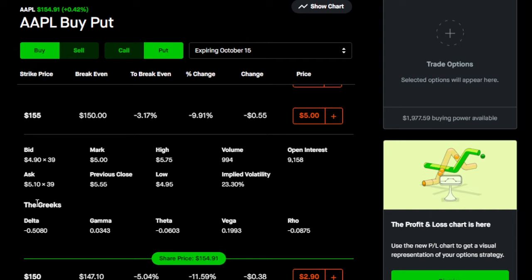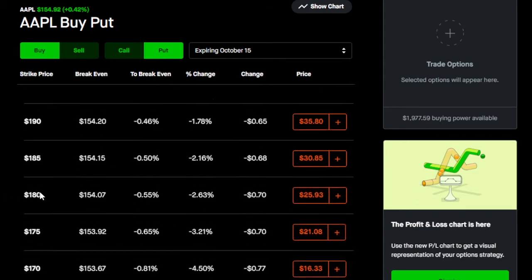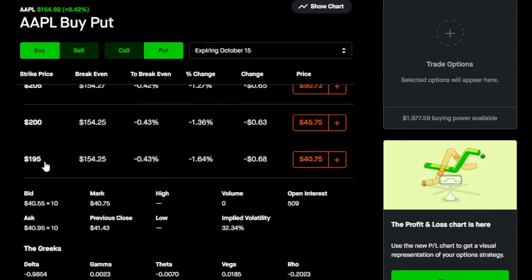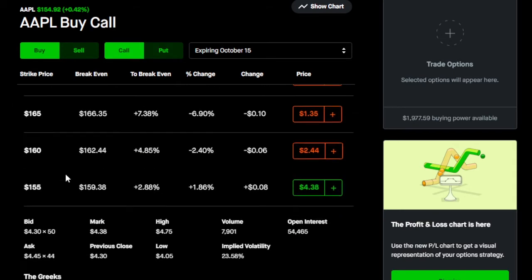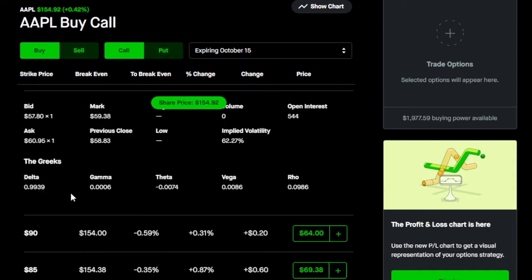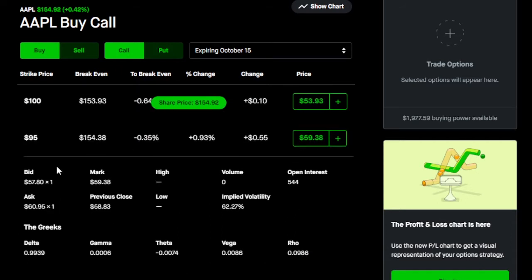The more in the money your option's strike price gets, the closer the delta will be to 1 or -1. For puts, that's for strike prices above the current price. So you can see here, the higher we get, the more that delta will approach -1 on the put side. And the opposite for calls: the more in the money, which means strike prices below the current price, the closer that delta will approach 1.